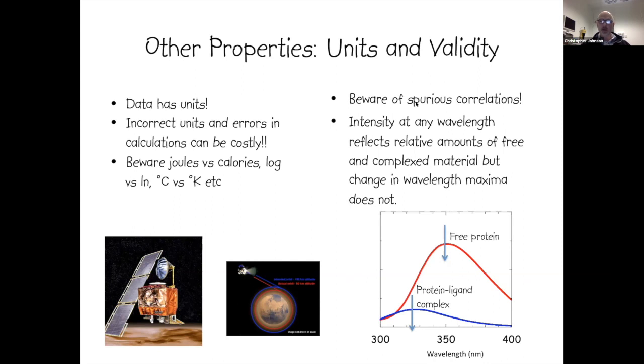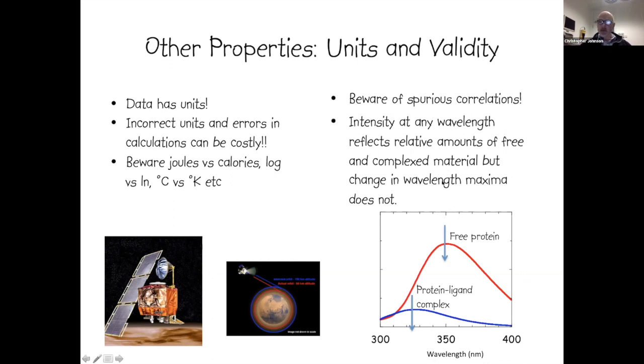So beware of spurious correlations. Of course, you can make any correlation you like, such as the correlation between the drinking of wine and speaking the French language, for example. This will give you a positive correlation. It doesn't necessarily mean that drinking wine enables you to speak French.